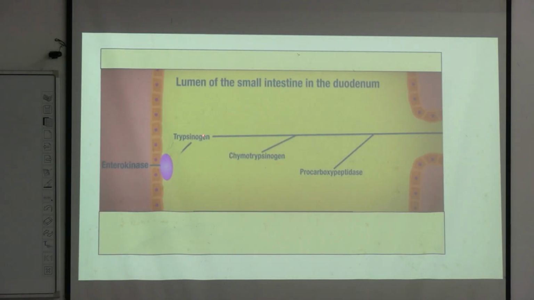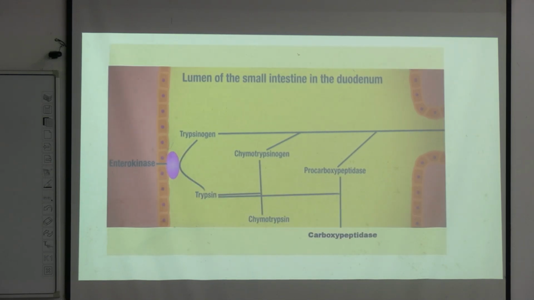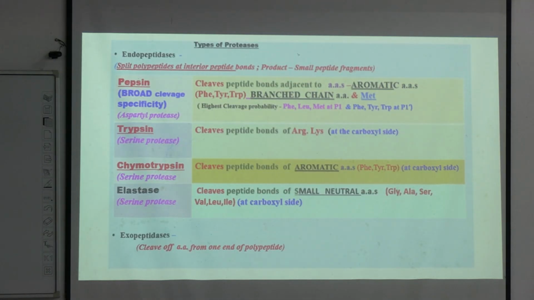So, in the lumen you see that trypsinogen is coming, and the enterokinase is present in the mucosal cell. All these 3 enzymes, trypsinogen, chymotrypsinogen and procarboxypeptidase, are coming into the small intestinal lumen. In the second stage, trypsinogen is getting activated into trypsin. Now, this same trypsin acts on chymotrypsinogen to chymotrypsin, and procarboxypeptidase to carboxypeptidase, and they remain in the active form. Okay. Now you have to remember which bond is cleaved by which enzyme, that is the heart of today's class.